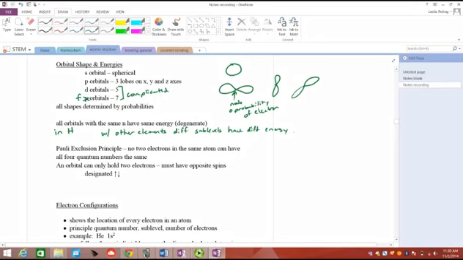Now, Pauli exclusion principle. No 2 electrons in the same atom can have all 4 quantum numbers the same. And we know that that last one, the m sub s, can be positive 1/2 or negative 1/2. So we can hold 2 electrons. We have opposite spin, and we use an up arrow and a down arrow to show that.